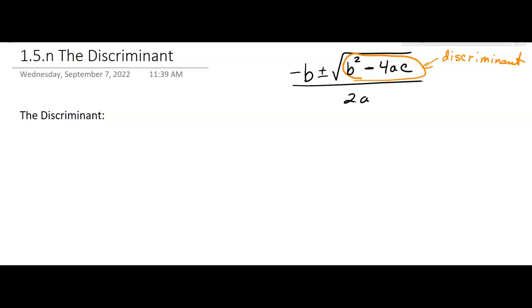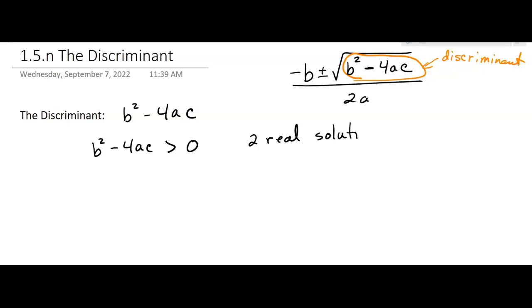Okay, so when we know what b squared minus 4ac is, we can tell certain things about the nature of our solutions, okay? So if b squared minus 4ac is greater than 0, if it's positive, then we're going to get two real solutions. Okay, so if this is a positive number under the radical, we can take this like 7. That was one of our answers. It was like the square root of 7. That's fine, no problem. It's a real solution. Maybe it simplifies, maybe it doesn't.